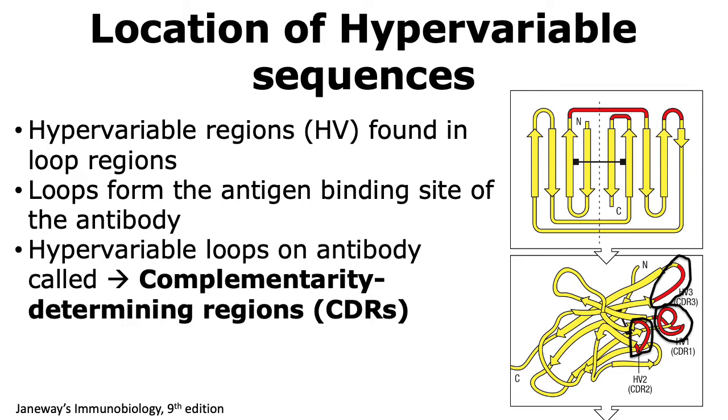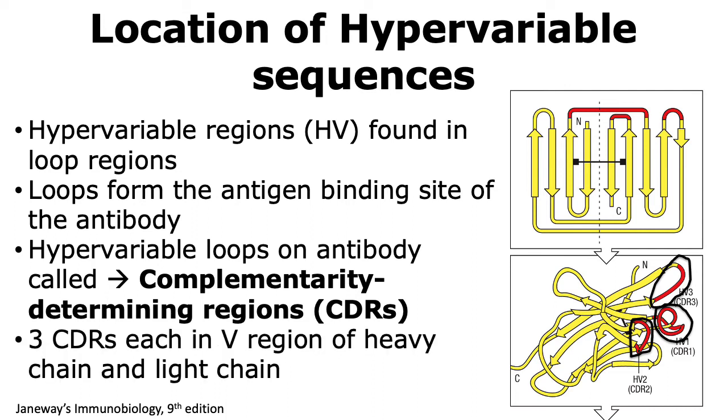The hypervariable loops on an antibody or immunoglobulin have a special name, which are called the complementarity determining regions, or CDRs. Now, each V region of the heavy chain as well as the light chain has 3 CDRs, or 3 complementarity determining regions. Now, let us see what is the importance of these CDRs.